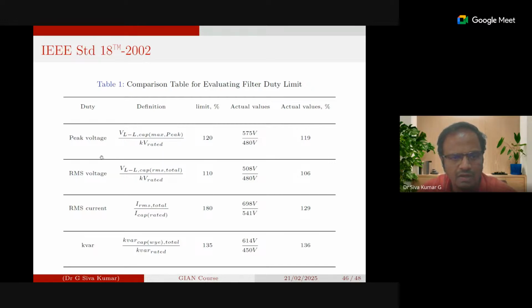Because of that reason, we need to look at the maximum capacitor limits, where the peak voltage is allowed to be 120 percent, RMS voltage 110 percent, RMS current 180 percent, and the kVAR 135 percent. This is the percentage that needs to be allowed.